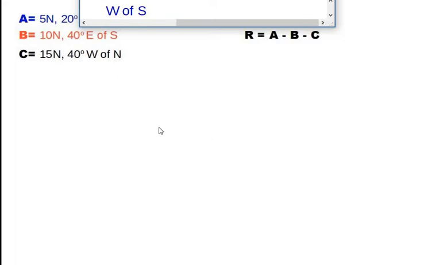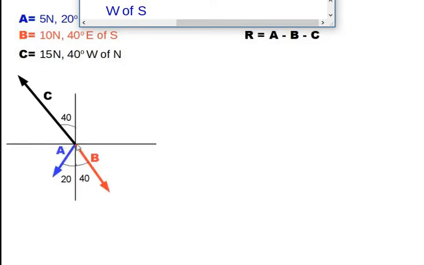Una natong buhaton is of course i-plot nato asa man ang mga vectors. So diri makita nato nga atong vector A kay naa diri sa third quadrant. Ang vector B is nasa fourth quadrant and ang atong vector C nasa second quadrant.